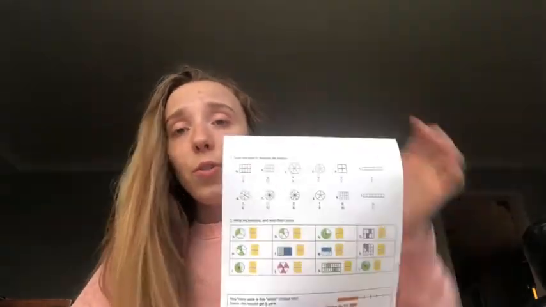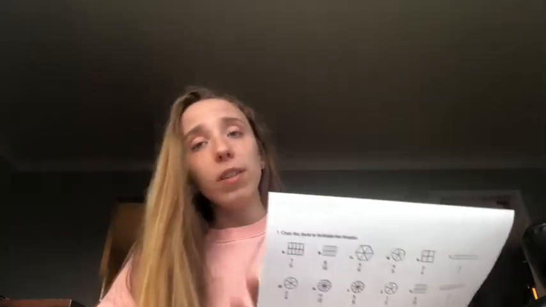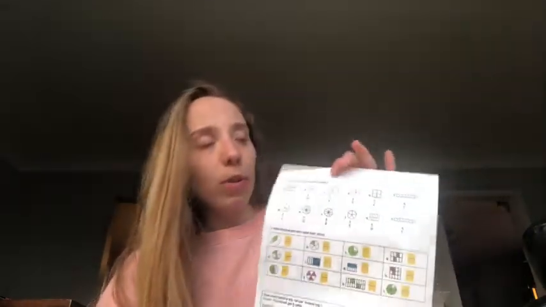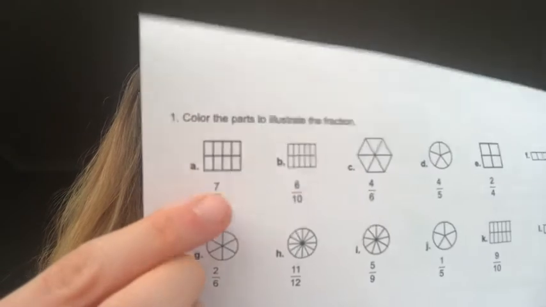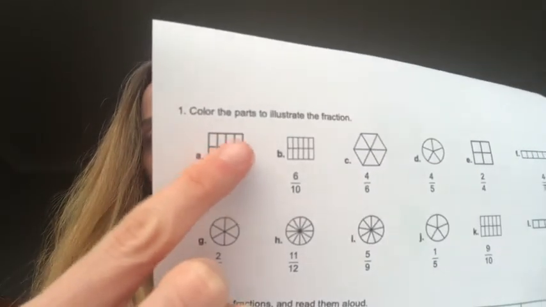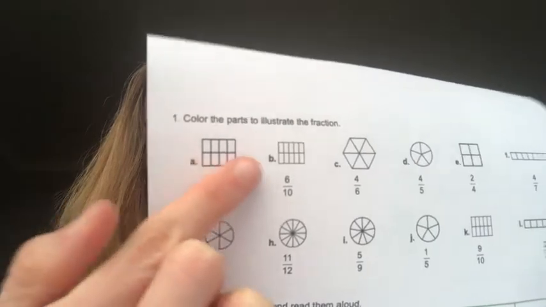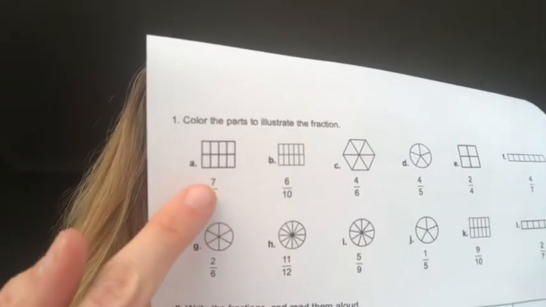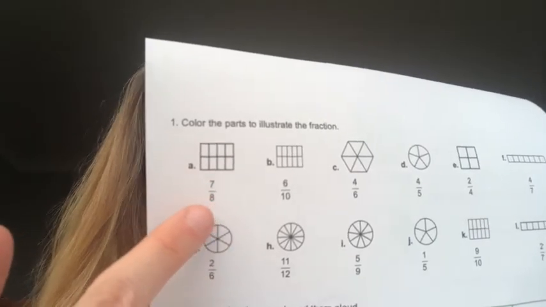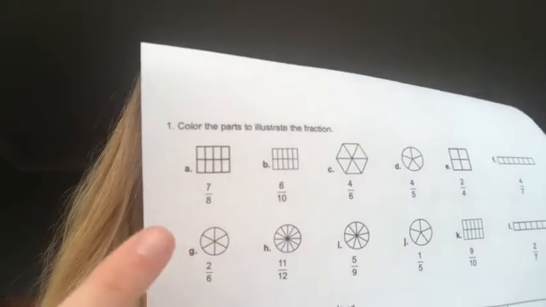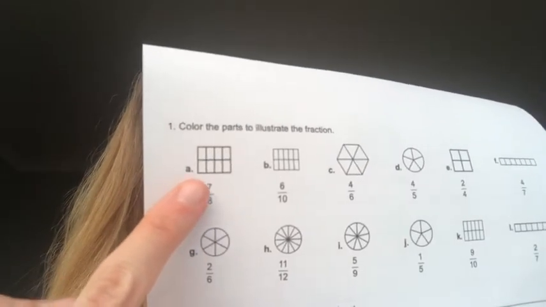I want you to start with question 1. You're going to pause the video and go through this and try and answer the questions. But first you're going to color the parts to illustrate the fraction. So for example, number 1, we have 7/8. So 8 is the number of pieces we have here. So there's 8 pieces and we need to color 7 of them. So your numerator is how many pieces you're going to color. The denominator is the number of pieces total. So go ahead, color 7 pieces of our 8 total pieces, only 7.